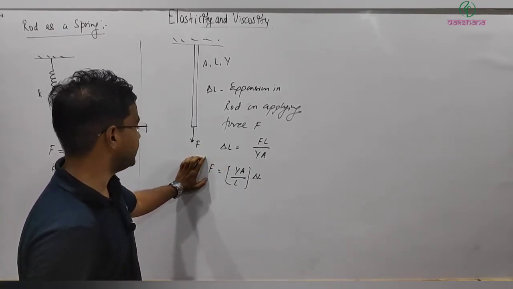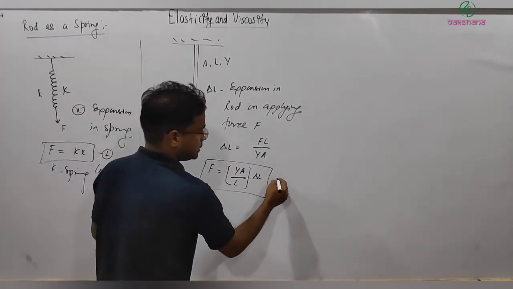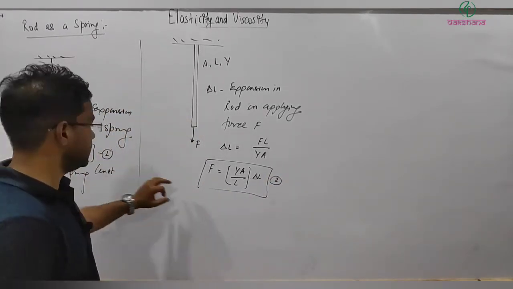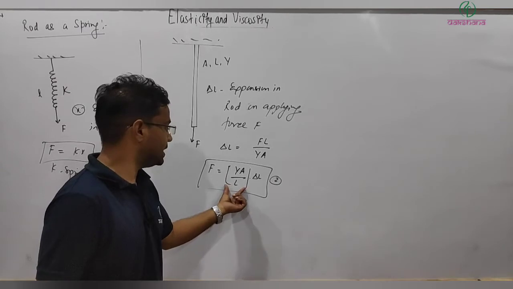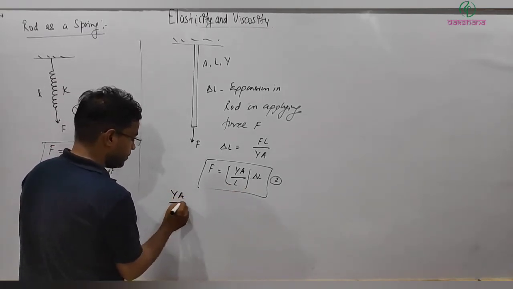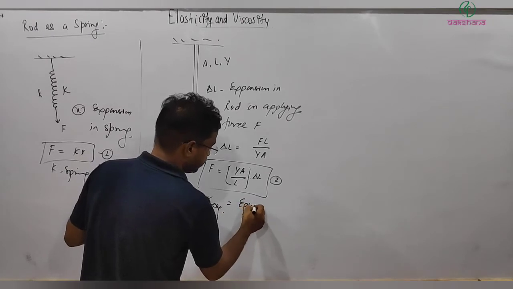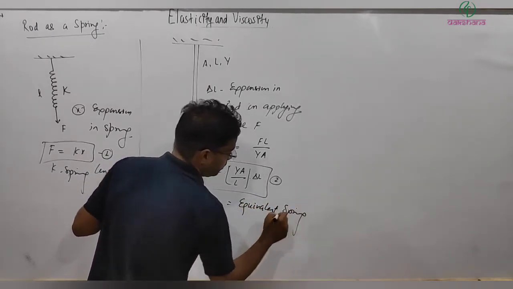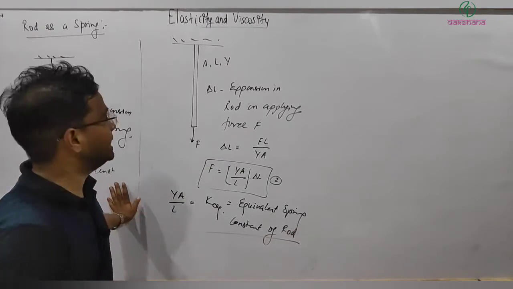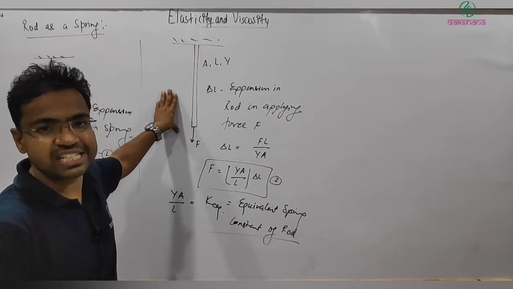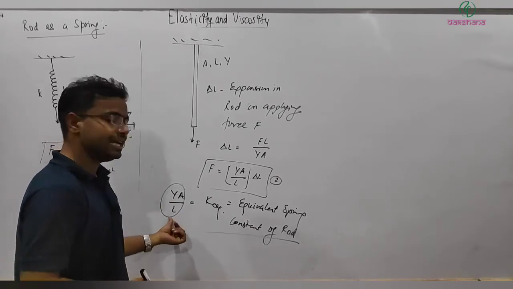Force F can be written like this. Now if you compare these two expressions, one and two, then it's exactly like X is the expansion. Here that expansion is delta L. Force is the force applied, F. So this YA by L is equivalent to the spring constant. So YA by L is called K equivalent, the equivalent spring constant of the rod. So in this manner we can treat a rod just like a spring, with spring constant given by YA by L, where Y is Young's modulus, A is the area of cross section, and L is the length of the rod.